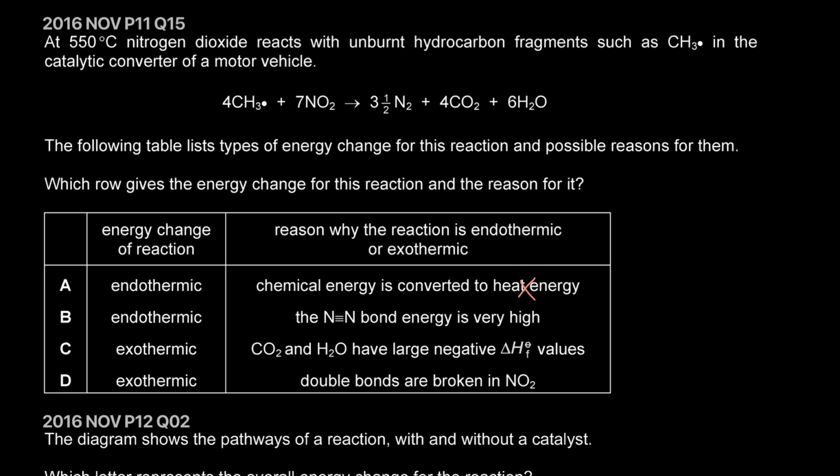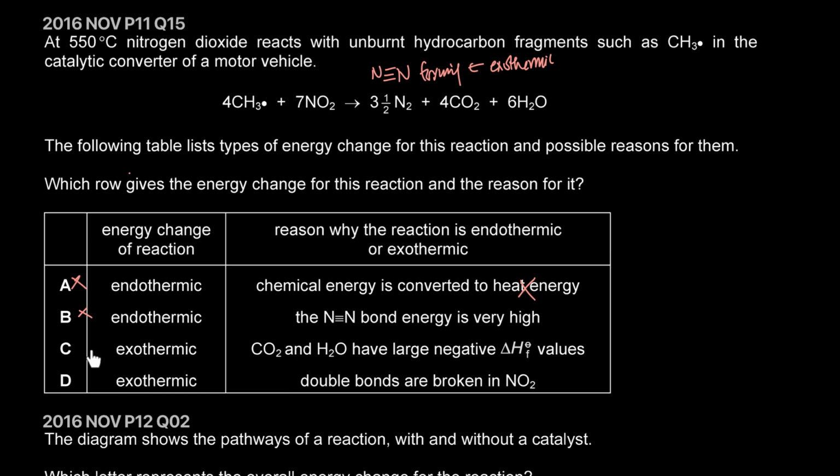If you look at option B, it says that the reaction is endothermic because the nitrogen-nitrogen triple bond energy is very high. In other words, the triple bond is very strong. But again, we're not really breaking any nitrogen-nitrogen triple bond. Here, the N≡N triple bond is forming. So if the bond energy was very high, it would actually explain why the reaction is exothermic, because the bond is forming. So this is not a valid reason as to why the reaction would be endothermic, because there's no nitrogen reacting.